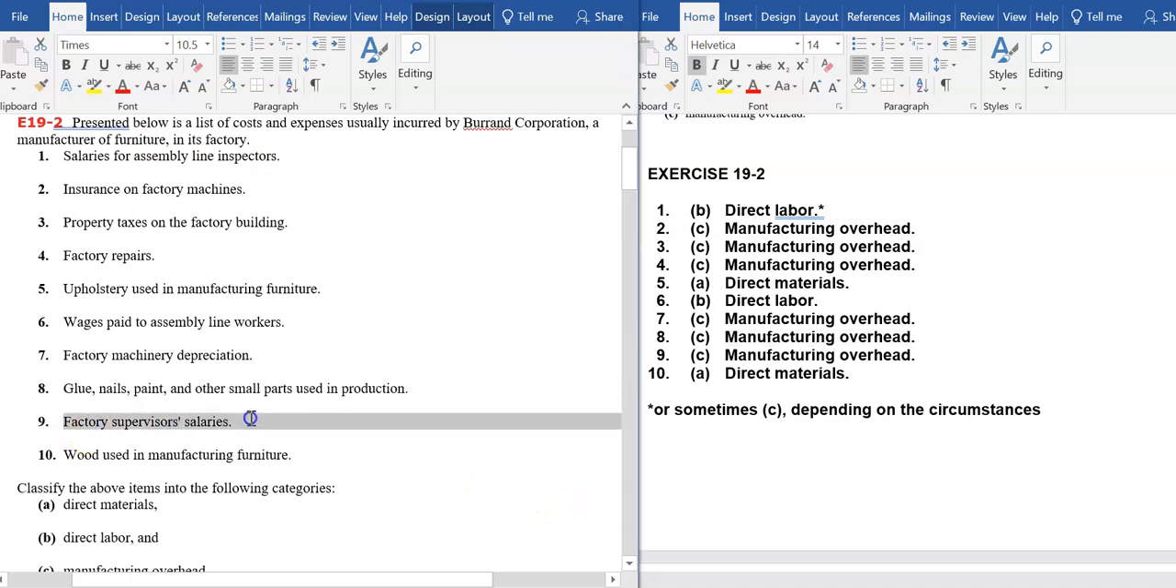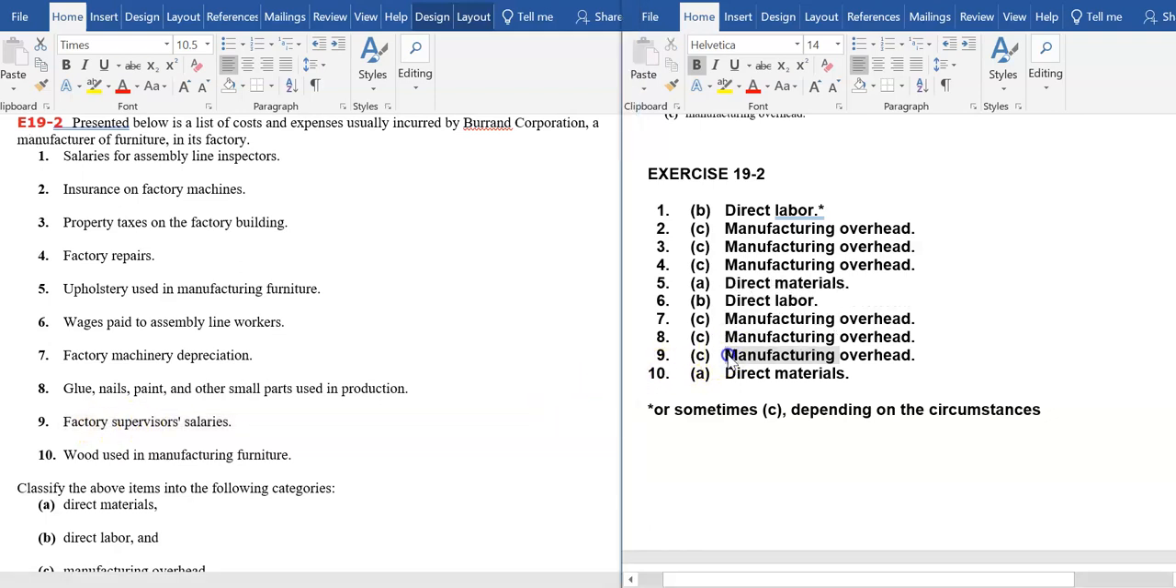Factory supervisors' salaries. These are a product cost. However, they are not a direct material. They are not a direct labor. The factory supervisors are not directly working on the inventory. Their costs cannot be traced directly to each inventory item. Rather, they are an indirect cost of making the product. So their labor costs, their salary and wages, would be classified as a manufacturing overhead cost.